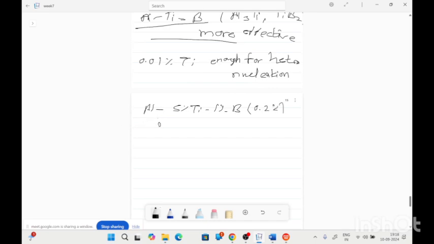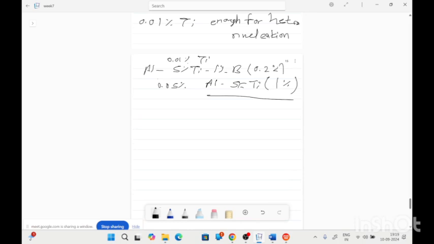If we require 0.01% titanium, or if we want to increase the titanium concentration up to 0.05% titanium, then 1% of the aluminum 5% titanium master alloy powder is required to add in the melt.